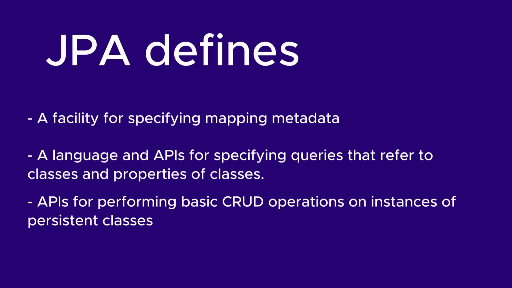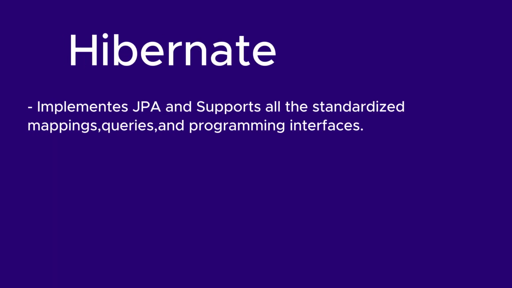It's what we call the JPQL, Java Persistence Query Language, and it looks similar to SQL, it's just we're going to use objects instead of the normal SQL schema. Otherwise, JPA also defines APIs for performing basic CRUD operations on instances of persistence classes. Hibernate is just an implementation of JPA and of all of its interfaces, and it supports all of the standardized mapping, queries and programming interfaces.